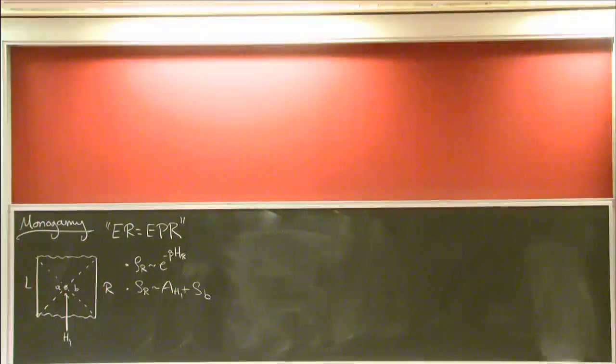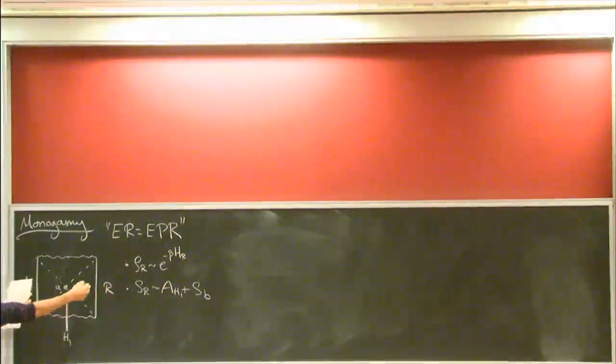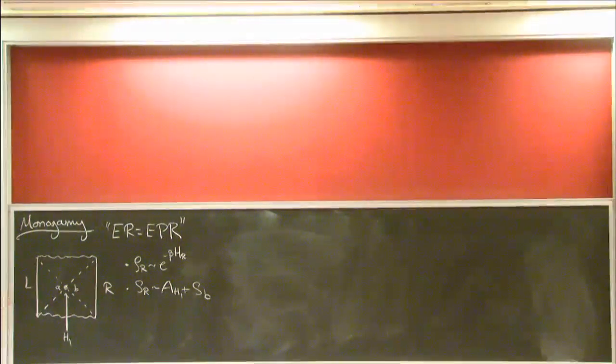Okay. Now the thing that we want to do is we want to extract some energy from R and throw it into L. Or said differently, we want to evaporate R into L. How do we do that? Well, if you turn on any sort of simple coupling between R and L, nothing's going to happen really. They're sort of in thermal equilibrium.